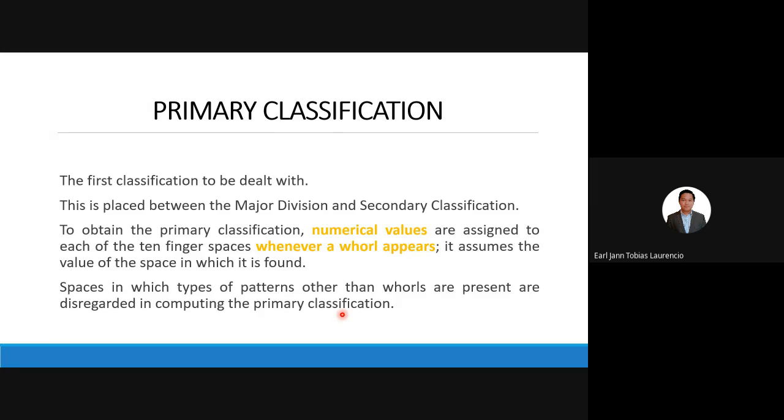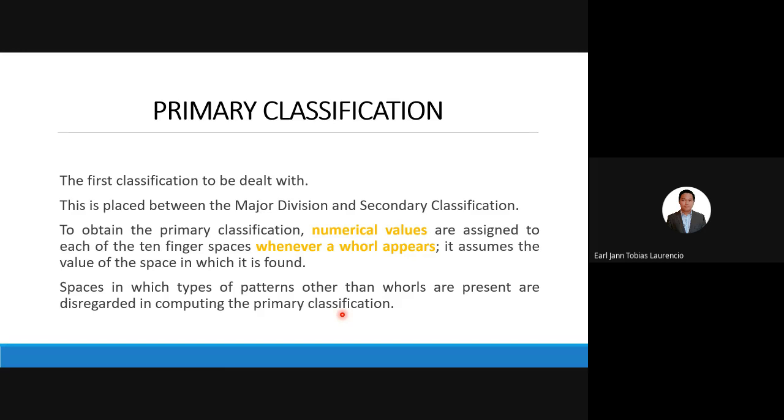So, those 4 types of whirl have values in your primary classification. Whenever those 4 types of whirl appear in all of your fingers, they have numerical value. Okay? Therefore, a loop pattern and an arc pattern do not have any numerical value. Only whirl pattern has a numerical value. So loop and arches are not important in your primary classification. Only whirl pattern.